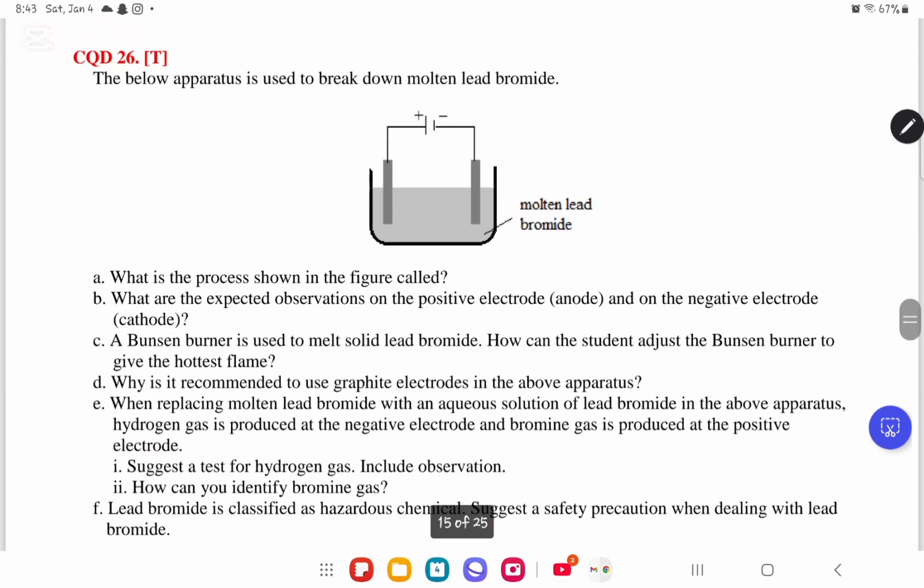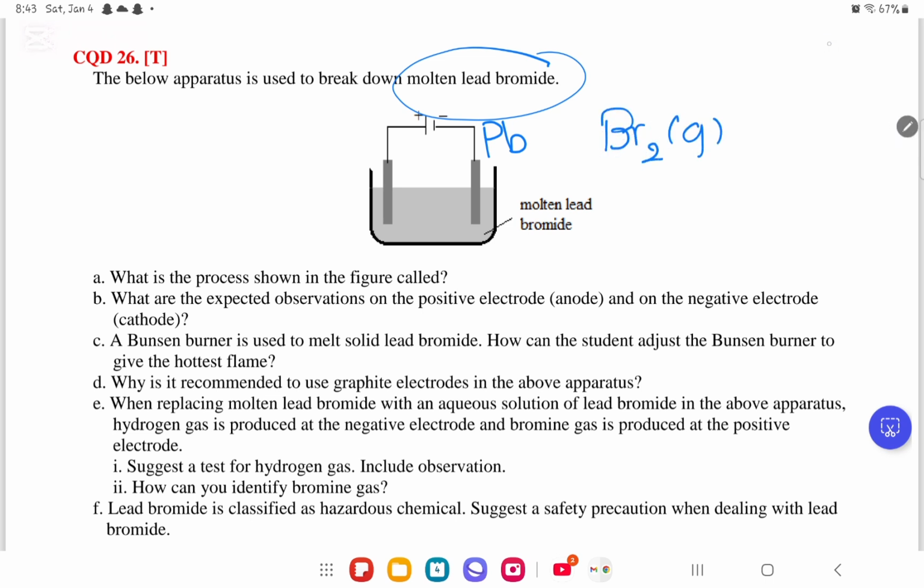Moving on to CQD number 26. Now here this is interesting. We have molten lead bromide. Molten lead bromide means that at the cathode Pb will form, and at the anode, they are going to form Br₂ bromine gas. So this process is called electrolysis in the figure. What are the expected observations on the positive electrode and negative electrode? On the positive electrode, there will be a brown gas, which is the Br₂ gas, the bromine gas.